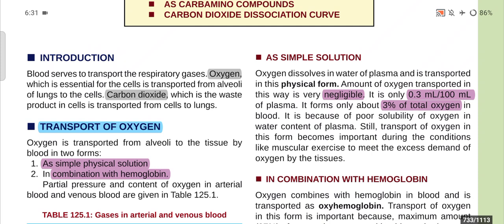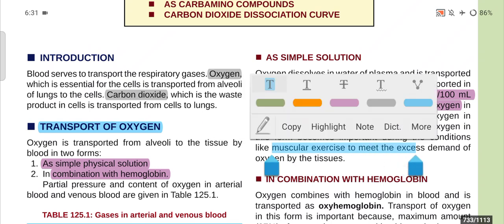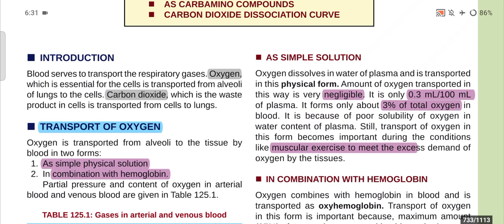Still, transport of oxygen in this form becomes important in conditions like muscular exercise, to meet the excess demand of oxygen by the tissues. So it is an emergency condition. Whenever muscular exercise is occurring, the excess demand of oxygen can be supplied by the physical form, or simple solution form.